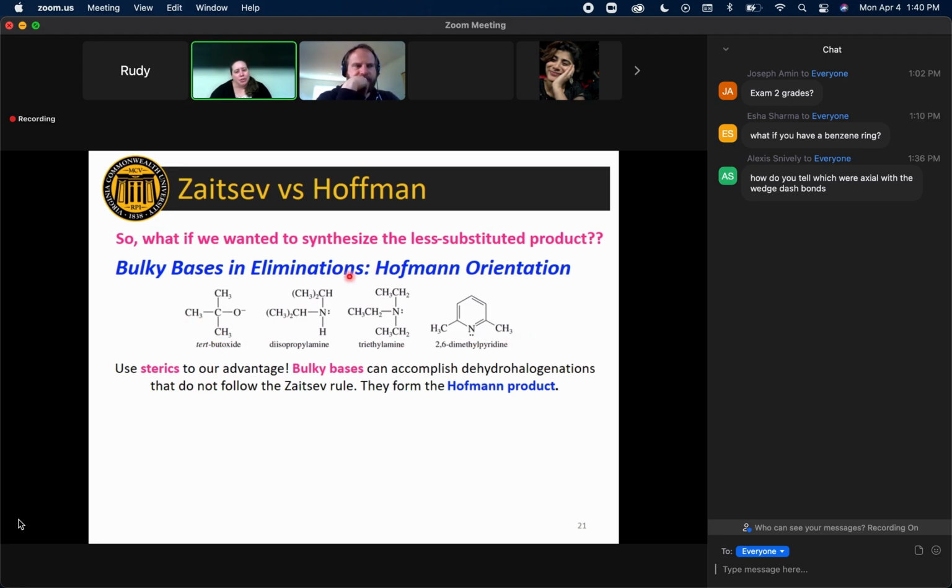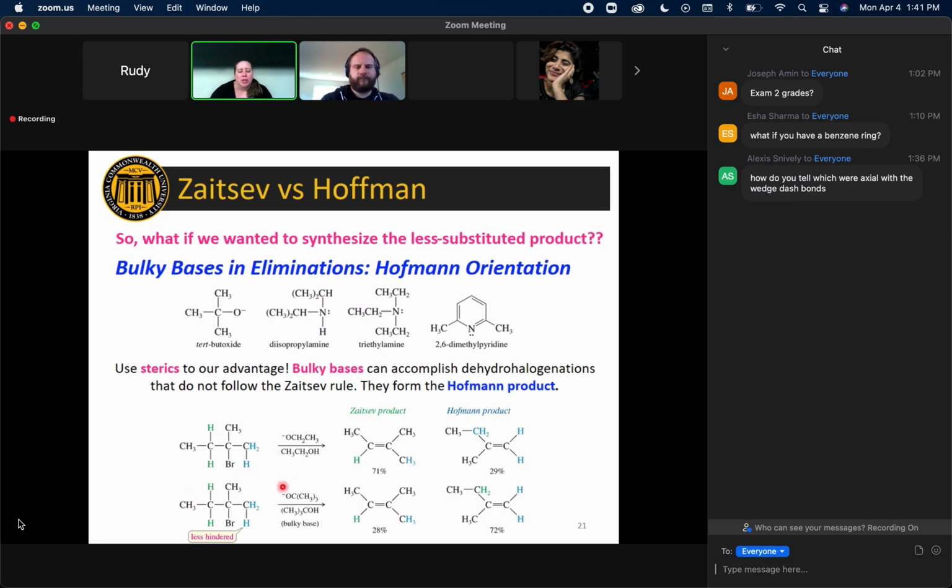So I'm showing you all of these to show you some examples. I am only ever going to use tert-butoxide when I ask you guys questions on tests and quizzes. So this is the one that you really need to know. But in Orgo 2 with other professors, you might see some of these other ones. But I think structurally, you can look at these and see that they're bulky. So what do I mean by bulky bases favor the Hofmann product?